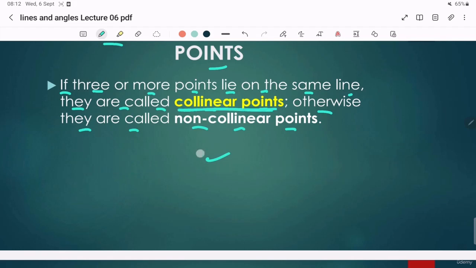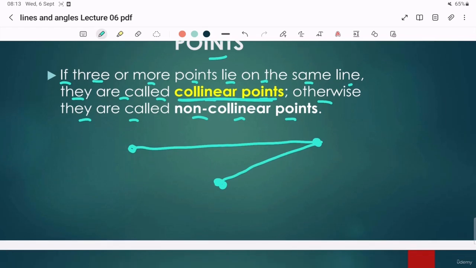Now let's say we have three points. One is here, another is here, and third is here. Now we have to check whether these points are collinear or not. Just join them like this, or you can join like this. Now as you can see, they are not forming a straight line. Therefore these are not collinear points. If we have three or more points and if we join them, if they form a straight line, then only they are collinear points. Otherwise, they are non-collinear points.